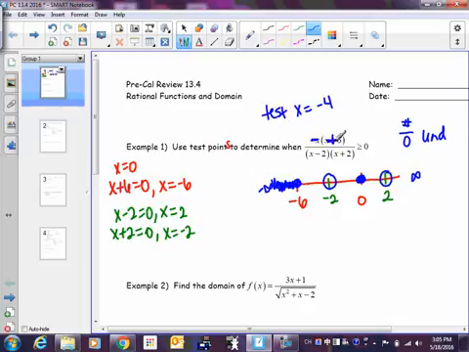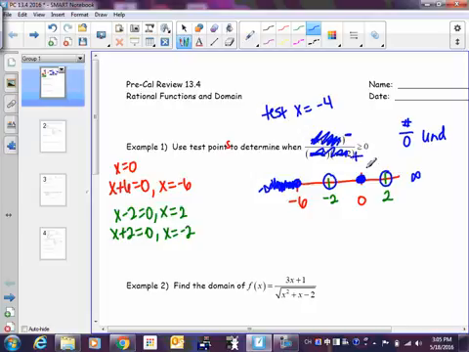That's a positive. And what is a negative times a positive? A negative. Okay, so the top is a negative. And now we do the same thing with the bottom. Negative 4 minus 2, that's a negative. Negative 4 plus 2, that's also a negative. And a negative times a negative is a positive.